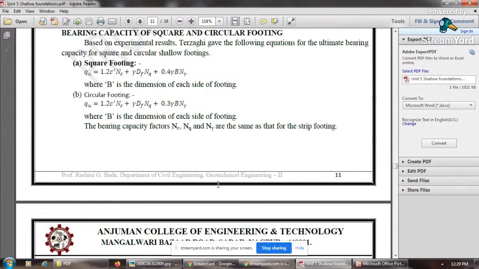So first is your square footing. Qu equals 1.2 c' Nc plus gamma Df Nq plus 0.4 gamma B N gamma, where B is the dimension of each side of footing. Second, circular footing. Qu equals 1.2 c' Nc plus gamma Df Nq plus 0.3 gamma B N gamma, where B is the dimension of each side of footing. The bearing capacity factors Nc, Nq and N gamma are the same as that for the strip footing.